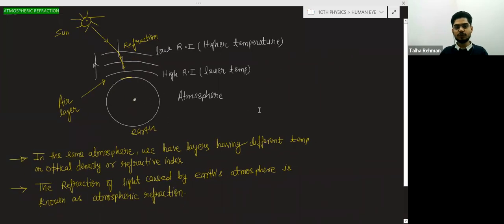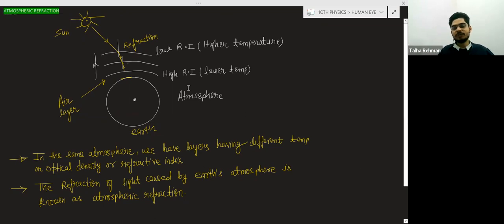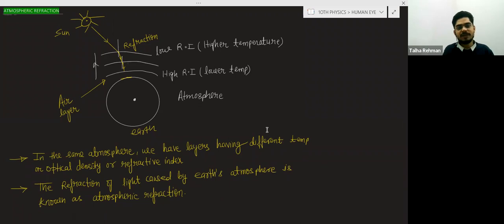Due to this atmospheric refraction, we see different phenomena like the twinkling of stars, and the stars appearing farther than their actual position. All these phenomena happen due to atmospheric refraction. I have given just a basic idea of how atmospheric refraction occurs. In the next class we will discuss it, and basically finish this chapter.